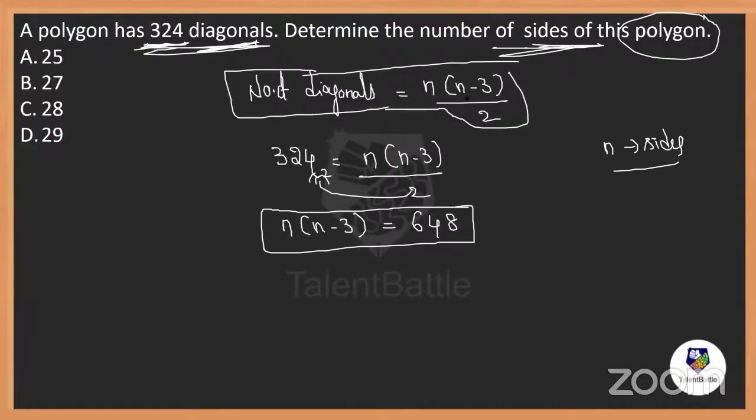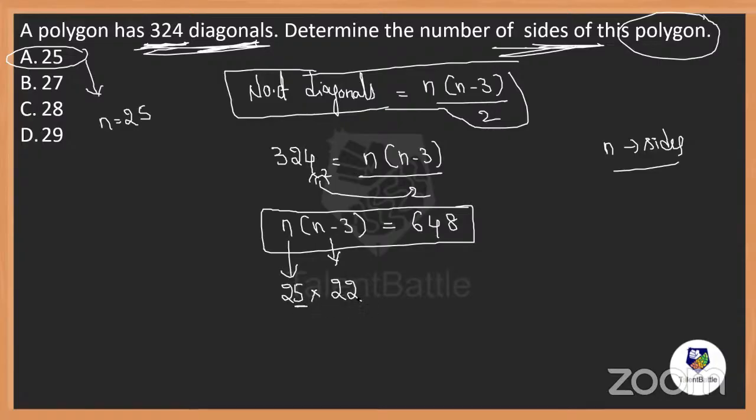Yes, correct. We will go through the option verification. Let's suppose option A, the value of n is 25. Let's imagine n is 25, then what is n minus 3? n is 25, n minus 3 will be 22.